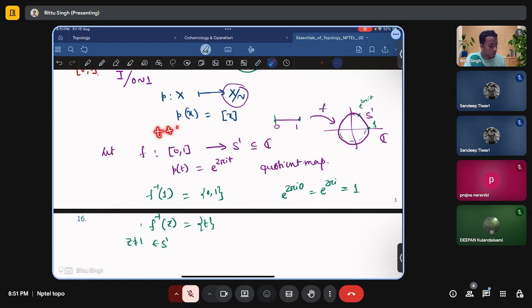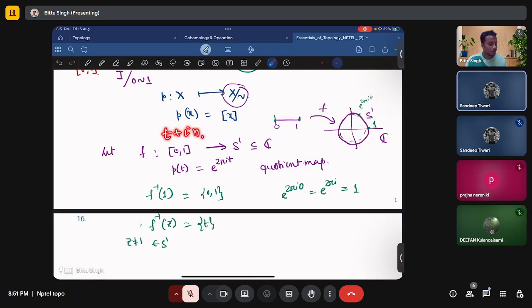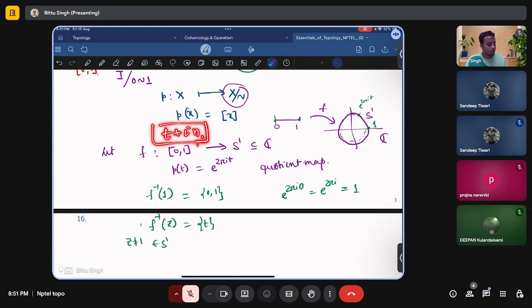There are lots of pre-images of e to the power 2 pi it, namely t plus 2 pi in, but all those elements do not belong to this 0, 1. Sorry, t plus 2 pi n, not 2 I. T plus 2 pi n, but only t belongs to that.